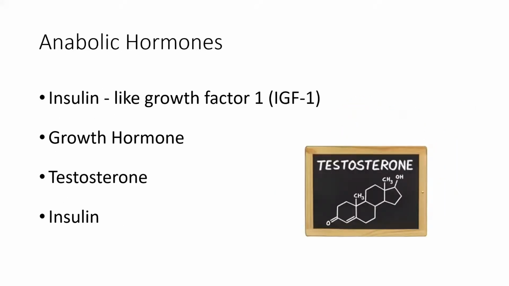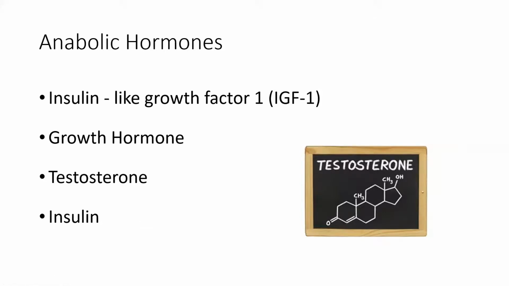Okay, this does lead into our anabolic hormones reminder. Hopefully you watched our hormone section lecture. Insulin-like growth factor, growth hormone, testosterone, and insulin are all key anabolic hormones or help muscle protein synthesis. IGF-1 and insulin are proteins. They're proteins that stimulate protein synthesis.